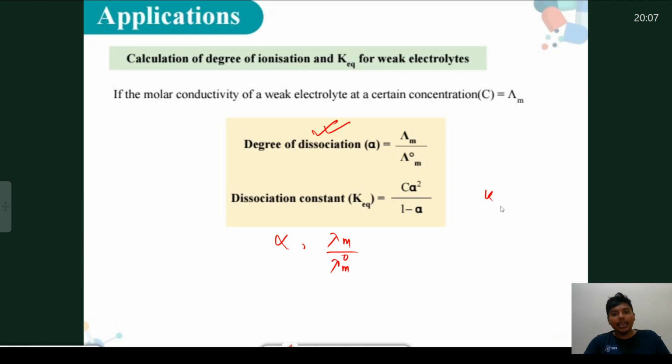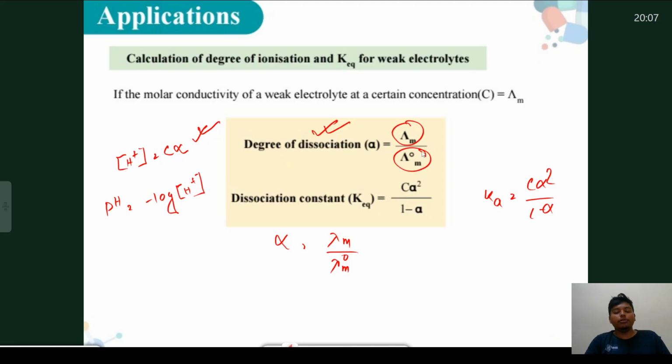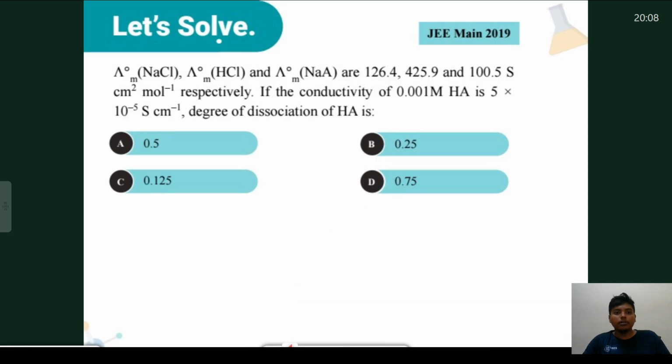So for acid, K equals C alpha square by 1 minus alpha. Also remember, concentration of H plus is equal to C alpha. So by that you can calculate pH also. pH equals minus log of H plus. Sometimes questions ask to calculate the pH if lambda m value and lambda m naught value are given. So find out alpha first, then concentration, then pH. Okay, clear? Okay, next.